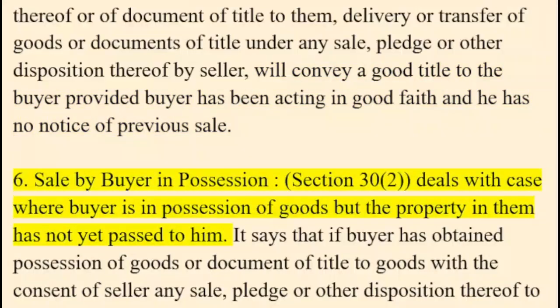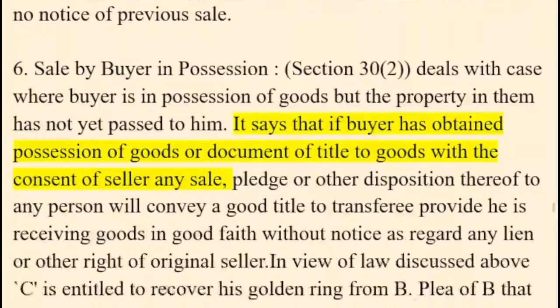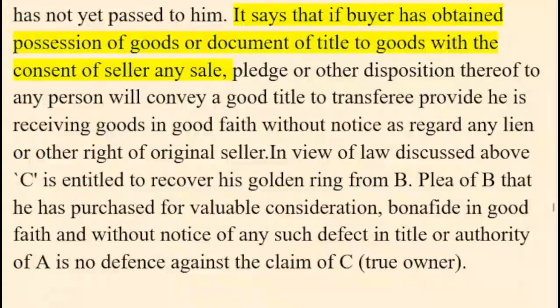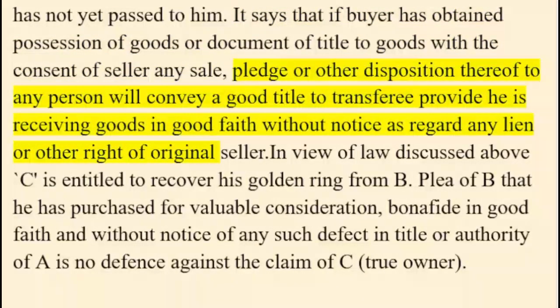6. Sale by buyer in possession. Section 32 deals with the case where the buyer is in possession of goods but the property in them has not yet passed to him. It says that if the buyer has obtained possession of goods or document of title to goods with the consent of the seller, any sale, pledge or other disposition thereof to any person will convey a good title to the transferee, provided he is receiving the goods in good faith without notice as regards any lien or other right of the original seller.